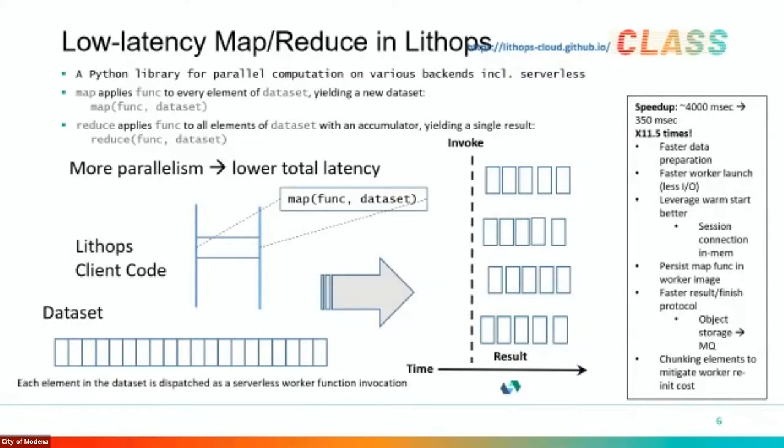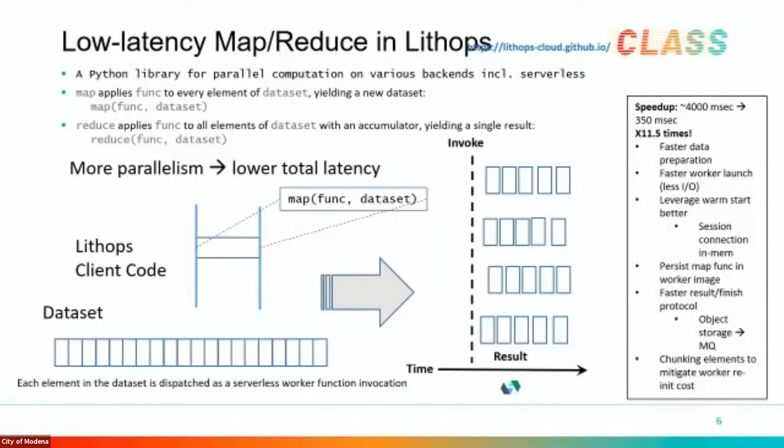So why would you use such an engine in the context of CLASS, in the context of real-time computation? Because of parallelism. The basic concept holds true in any execution environment. The more parallelism you have, that true independent computation, you can get lower total latency for processing more data. So this is exactly how LithOps operates, and you can see that at the bottom of the chart. The client code calls the map operation. Then LithOps takes the data set that's provided as a parameter, identifies all the elements, and issues independent invocations to each of these elements.